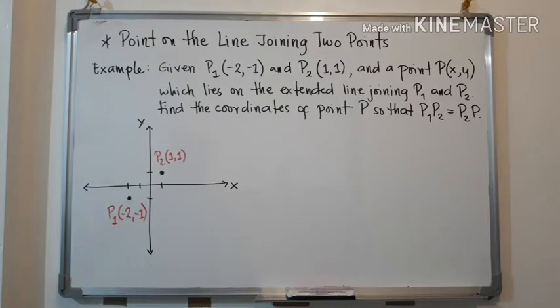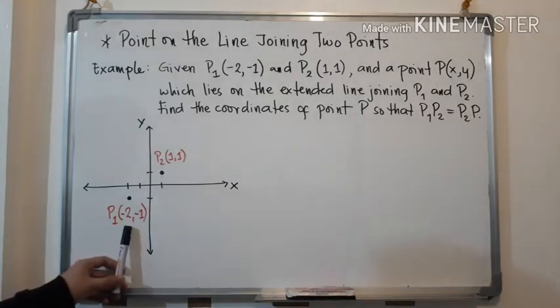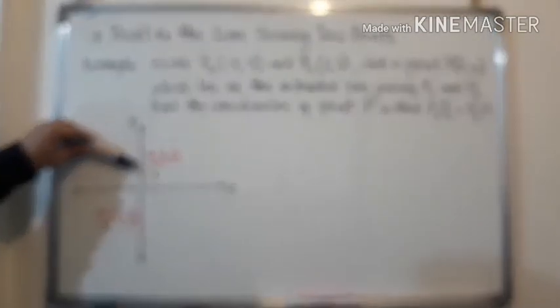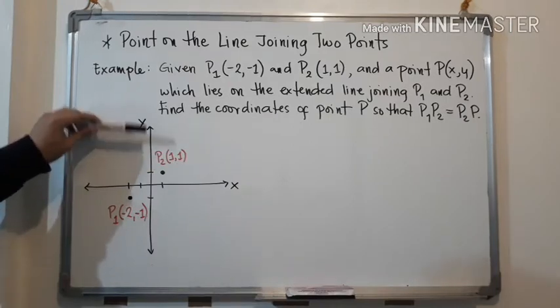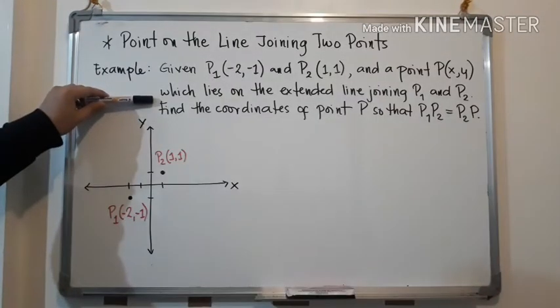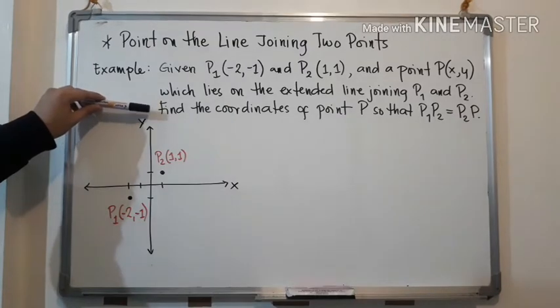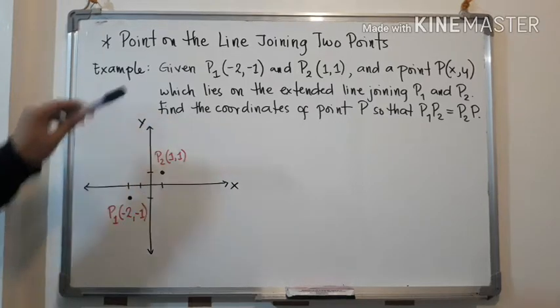Let's have this example. Given point 1, which has coordinates -2 and -1, and point 2, which has coordinates +1 and +1, and a point with coordinates xy, which lies on the extended line joining point 1 and point 2. Find the coordinates of point P so that the distance of the directed segment P1 to P2 is the same as the distance of the directed segment P2 to P.